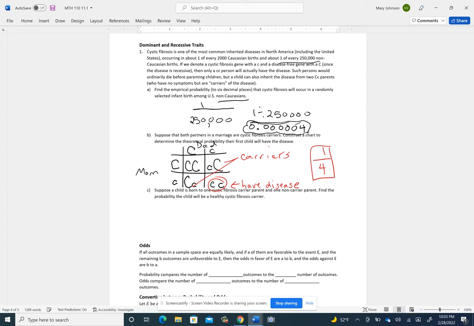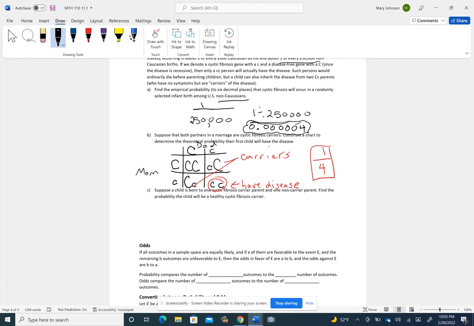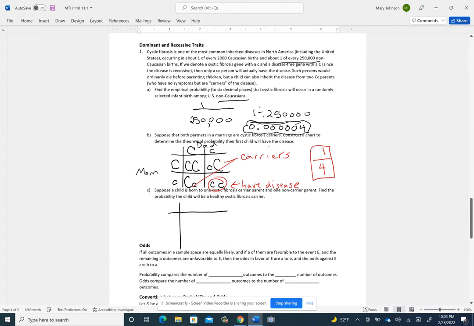All right, now on part C, we're doing a similar chart, but let's see what the deal is. Okay, so we have 1 cystic fibrosis carrier parent and then 1 non-carrier parent. So we have 1 parent that is a carrier, so that means they must have the little c gene. And then 1 non-carrier parent, so that means they don't have the gene at all. They're not even a carrier. Okay, so let's see on this scenario what would happen.